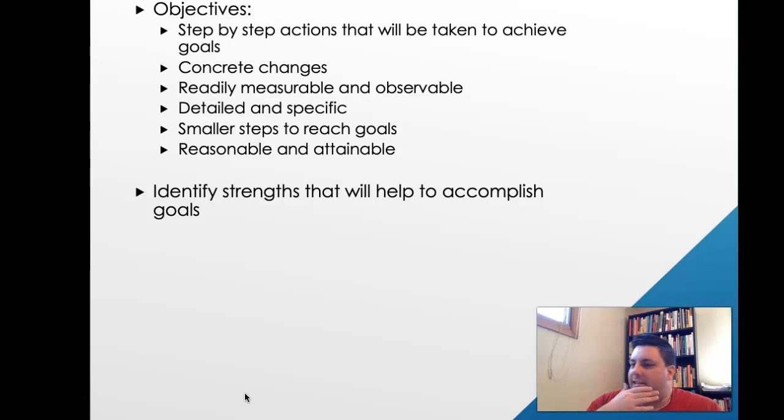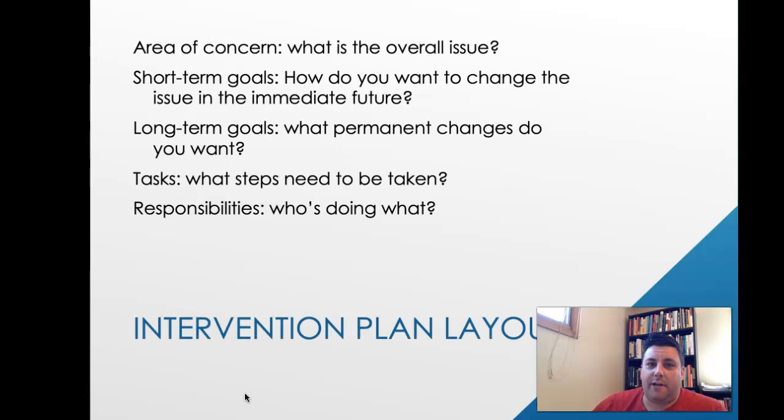As I said, there's a movement towards breaking up goals into objectives, which are step-by-step actions that a client is going to take to achieve that goal. A series of objectives, once they've been met, add up to accomplishing a goal. And this is where we leverage client strengths. We point out their strengths that will help clients accomplish the objectives.